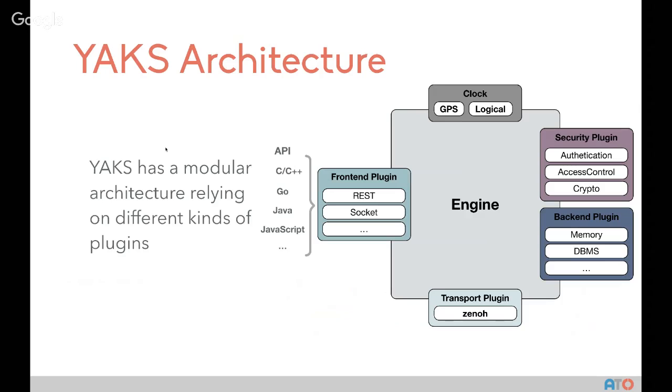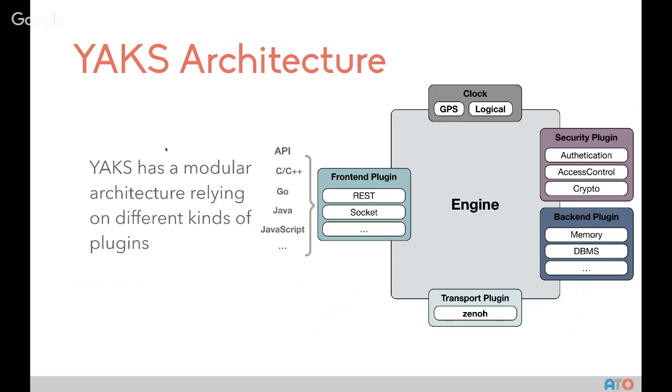So YAKS has a modular architecture relying on different kinds of plugins. The first plugin over the engine is a front-end plugin. That's really for the application to access a YAKS service. This front-end plugin might be REST for HTTP access or socket. We support TCP at this stage. Later on, we will add more protocols to be used with YAKS and to access the YAKS service.